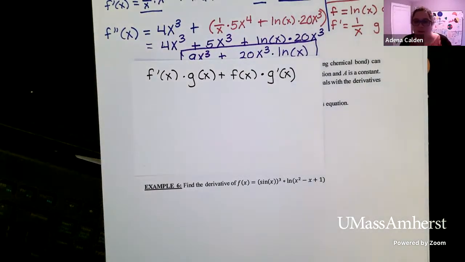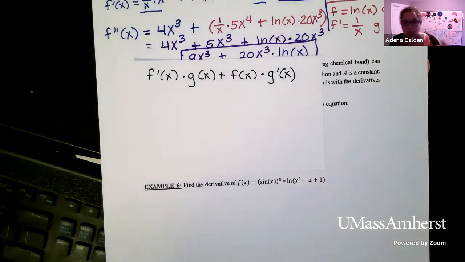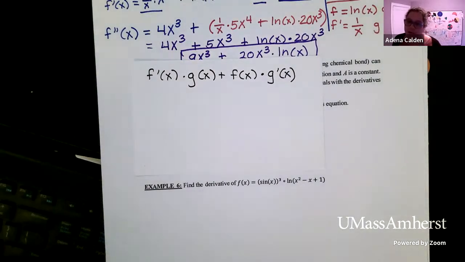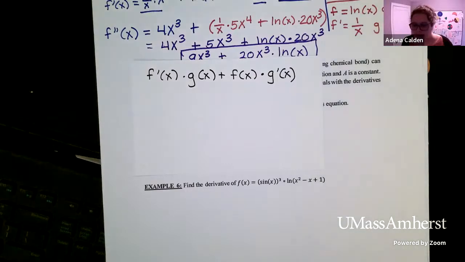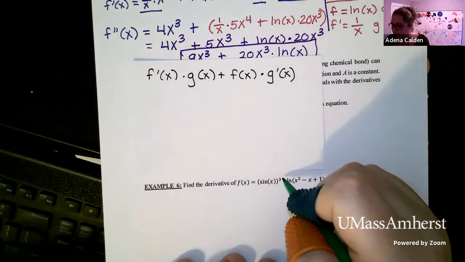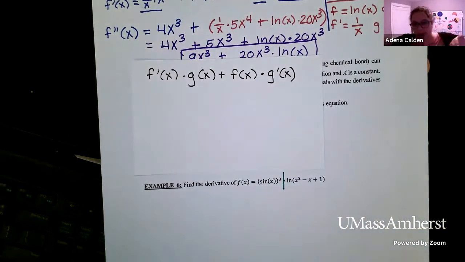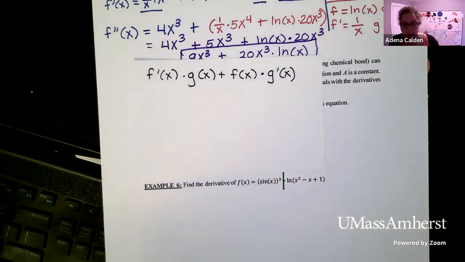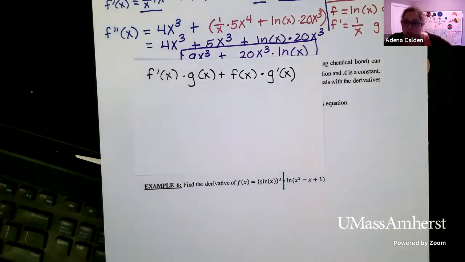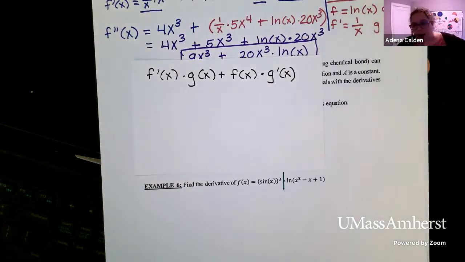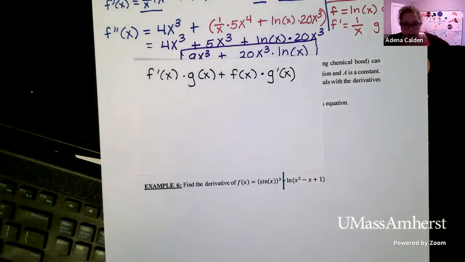So here, the function we're looking at is sine of x cubed times the natural log of x squared minus x plus 1. So I do see immediately that it is a product rule because I can separate those two functions. If I draw a line down the middle, my f will be sine of x all cubed. My g will be the natural log of x squared minus x plus 1.